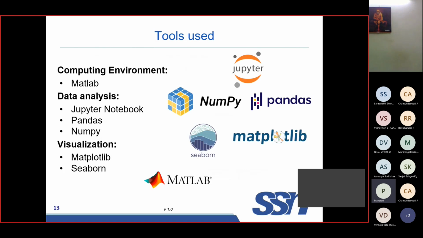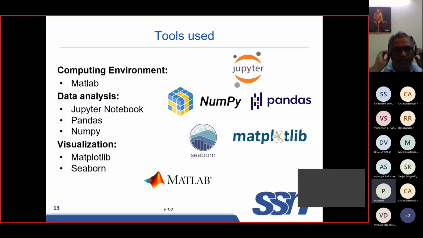We've used the following tools. We've used MATLAB predominantly because we are dealing with very large matrices. We also analyze data using Jupyter Notebook, Pandas, and NumPy. And for visualizing the plots, we've used Matplotlib and Seaborn.